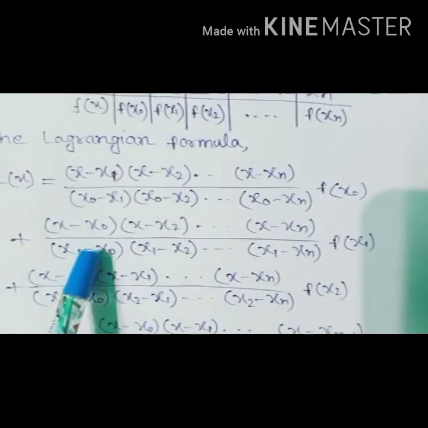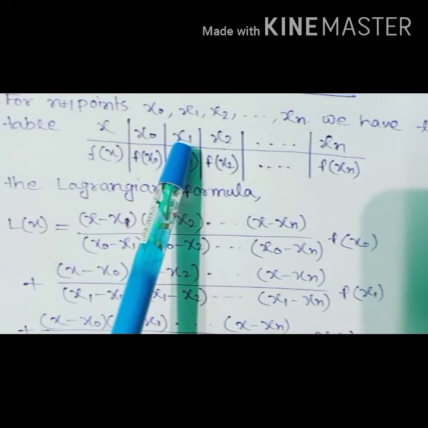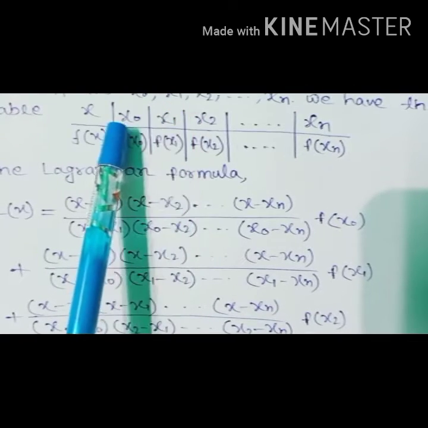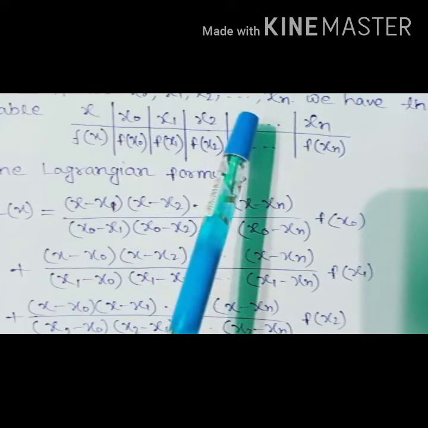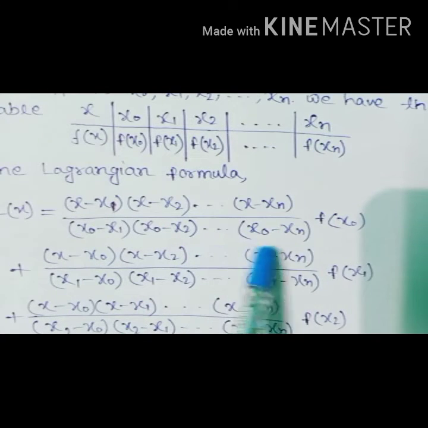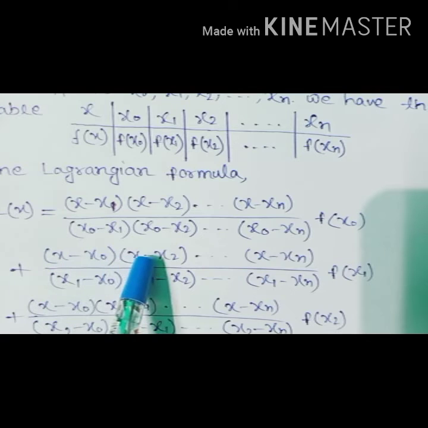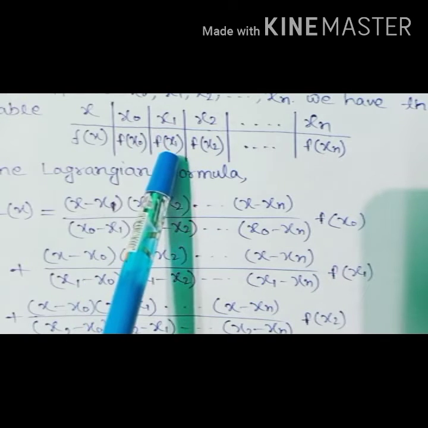The second term: we have to take the second point x1. Except this x1 I have written all, meaning x minus x0 into x minus x2 up to x minus xn, in the numerator. In the denominator just put x1 instead of x in the numerator, then you will get the denominator part. You can see the symmetry of this pattern, into the corresponding fx1.